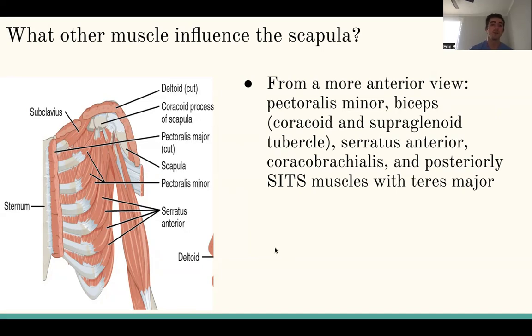And then we had the serratus, which is more of a fan-shaped muscle that glides alongside the rib cage, helping out with some of the protraction and upward rotation, kind of like the force coupling. We also have the coracobrachialis, which also originates on the coracoid process and then inserts on the medial aspect of the anterior portion of the humerus. And then we have the SITS muscles, the teres major. Now, all these muscles have some form of influence on the scapula itself.